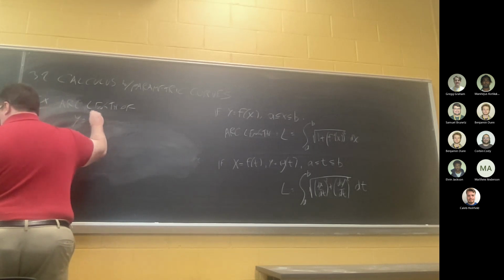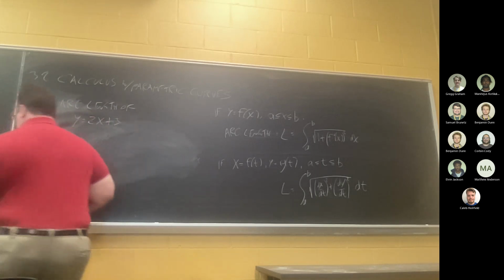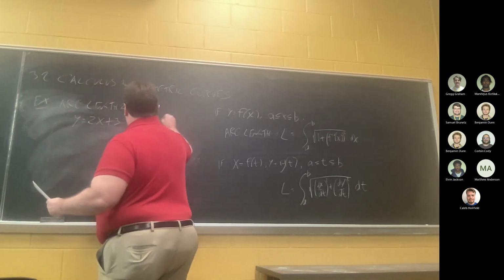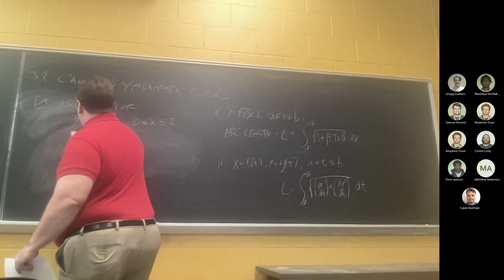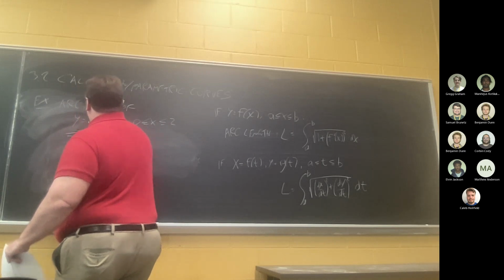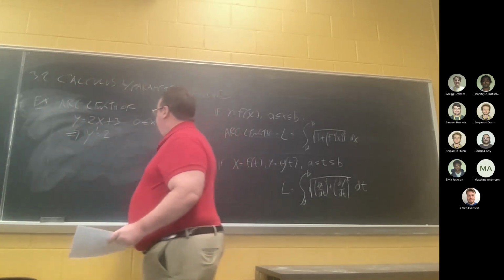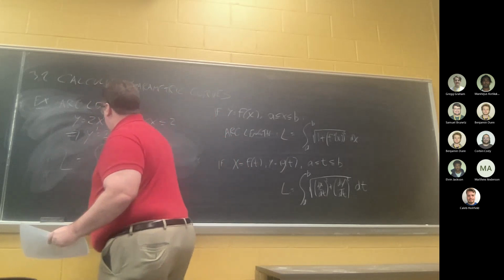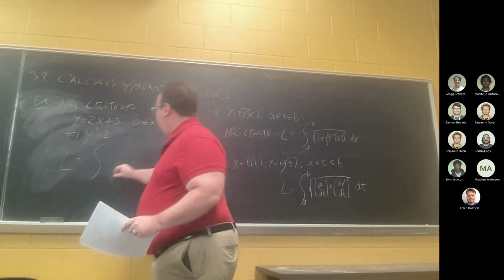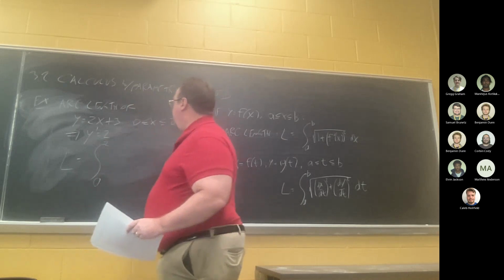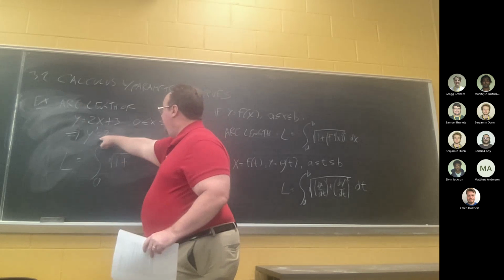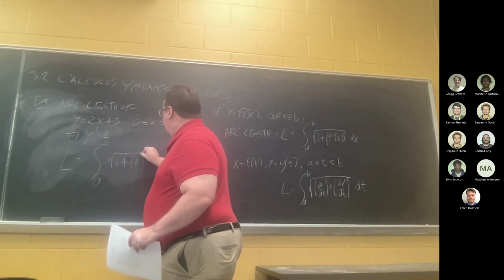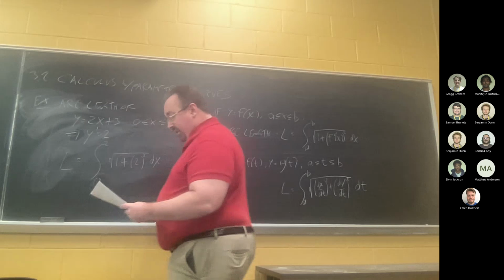We have a curve described by y equals 2x plus 3, and x is between 0 and 2. So y prime is just 2. So the length of a curve is the integral, where your endpoints in x are the limits of integration. Then we have the square root of 1 plus this derivative squared. Don't forget to square it.